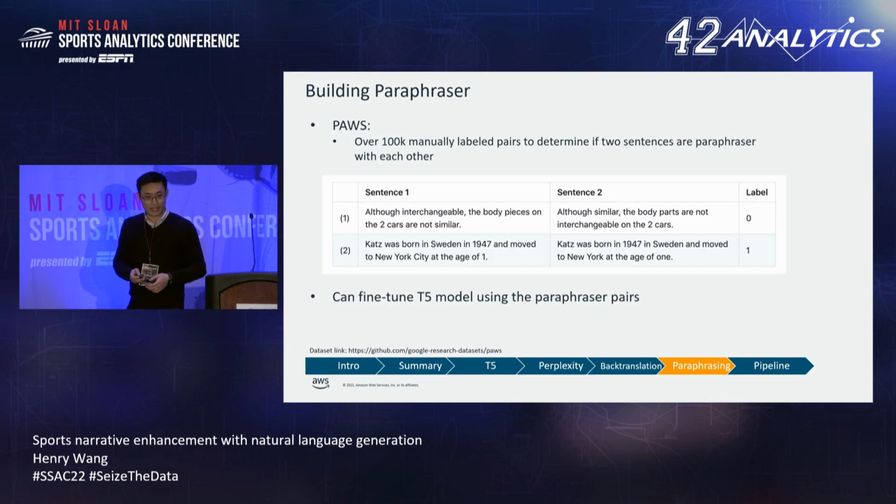And this is exactly the data set we're talking about. You have sentence 1 and sentence 2. If they are not paraphrases, you get a label of 0. If they are paraphrases, you get a label of 1. And you fine-tune T5 models using the paraphrase pairs.